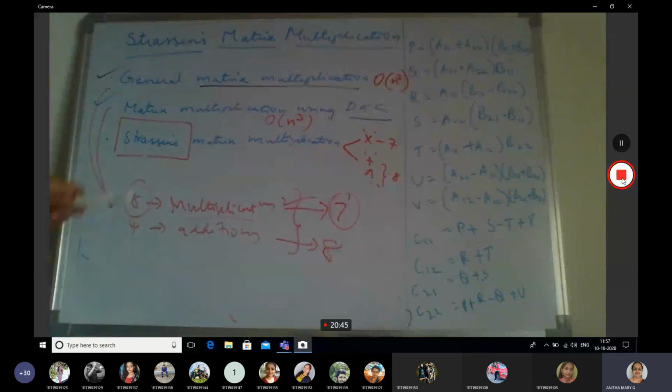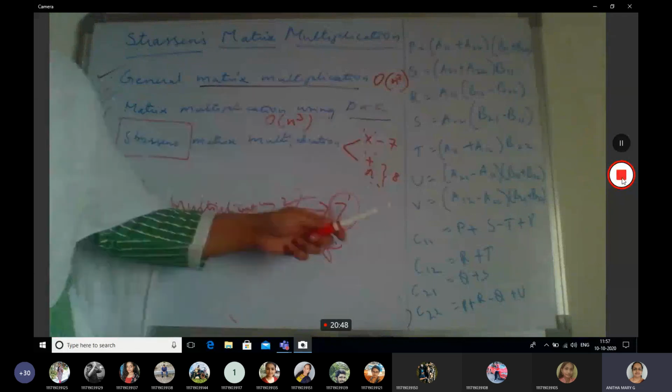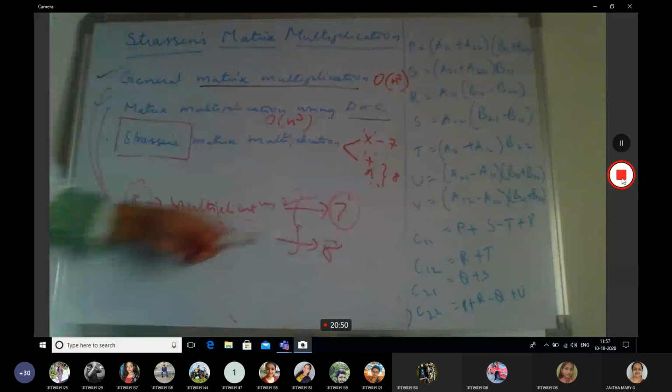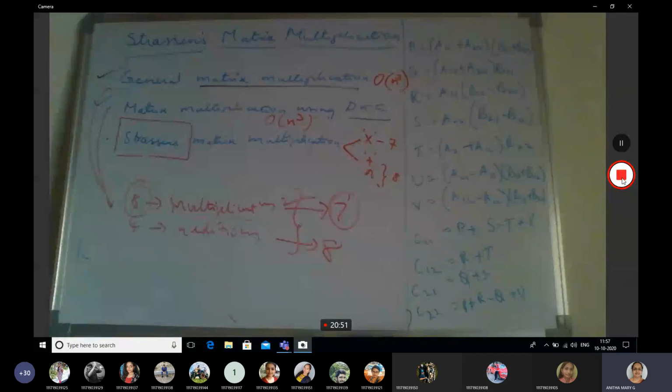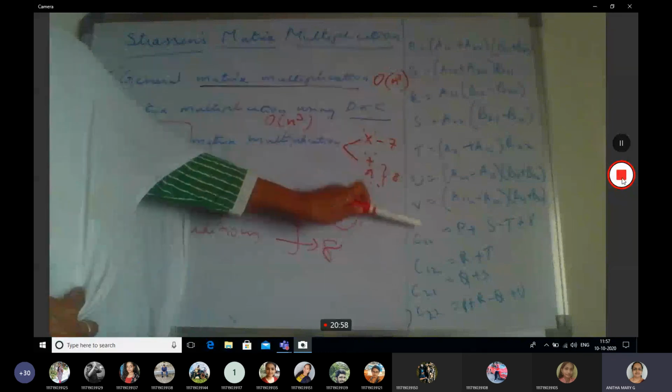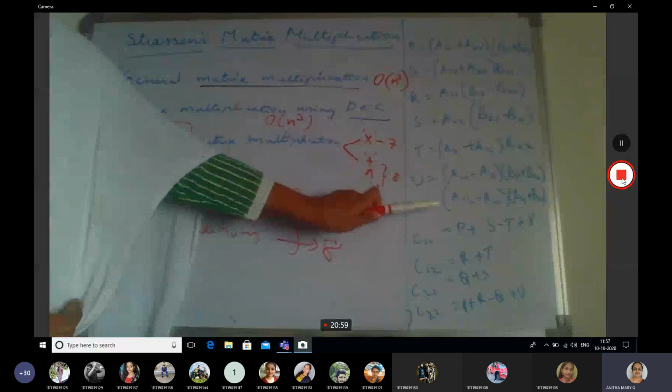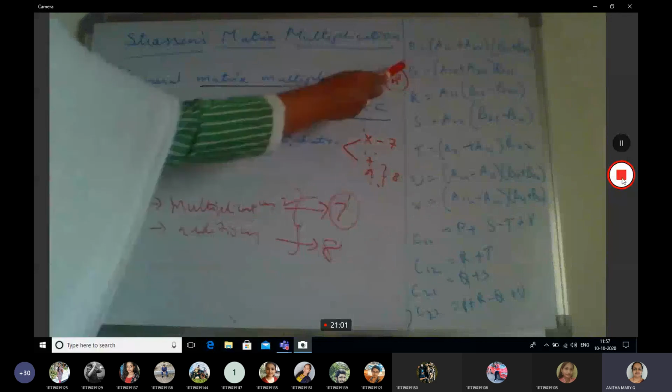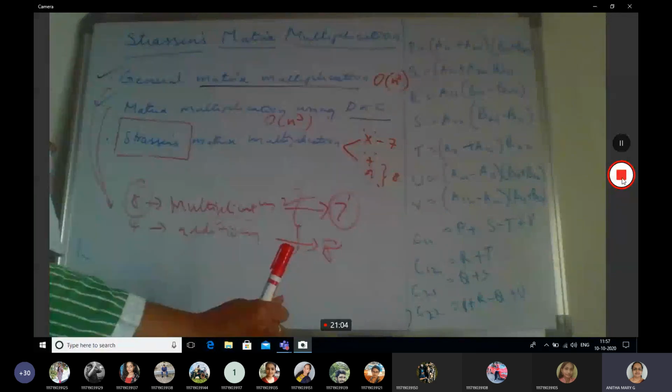So these are the equations of Strassen's matrix multiplication. Whatever we are able to see here on the screen, that is P, Q, R, S, T, U, V. Till here, whatever you are seeing, we call these Strassen's equations in order to find out matrix multiplication.